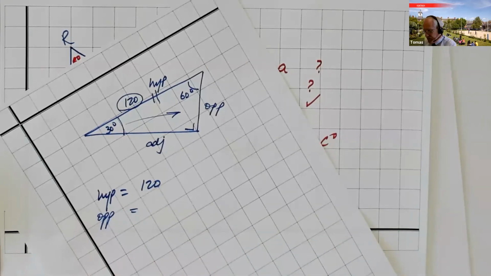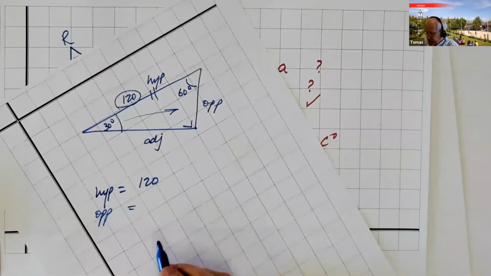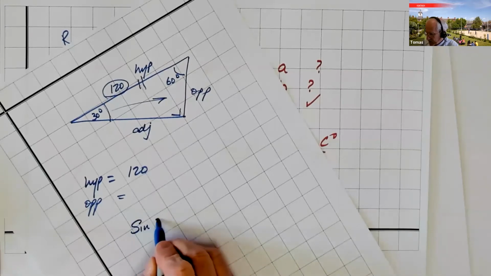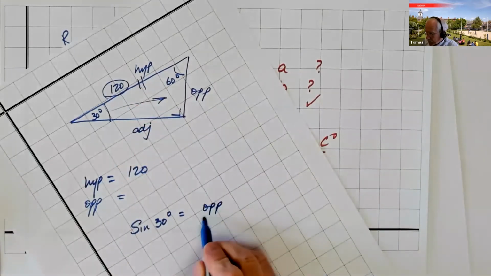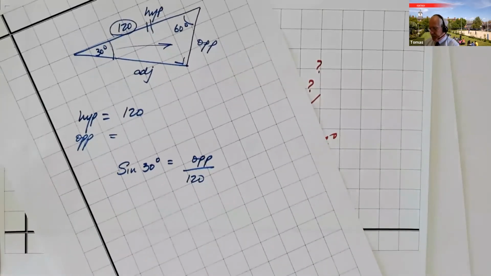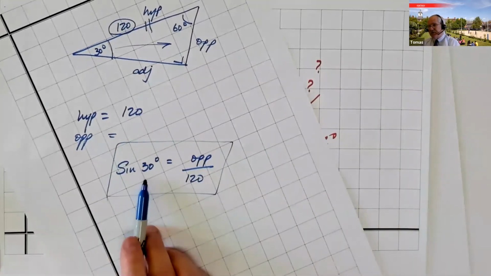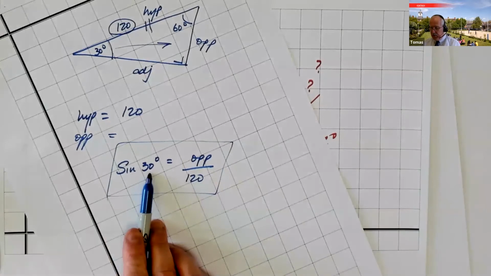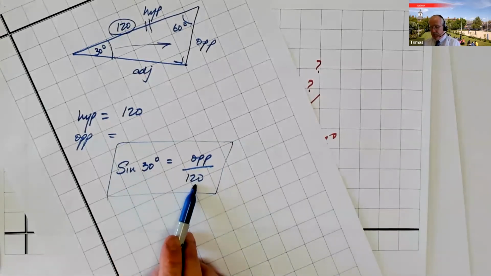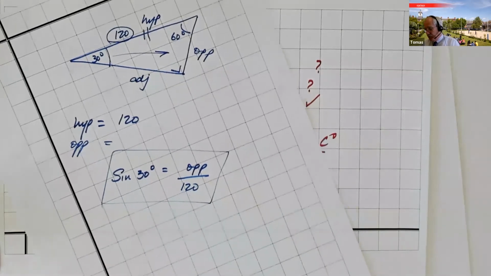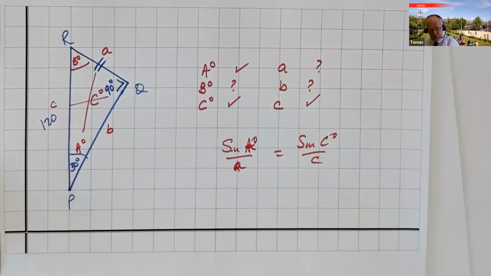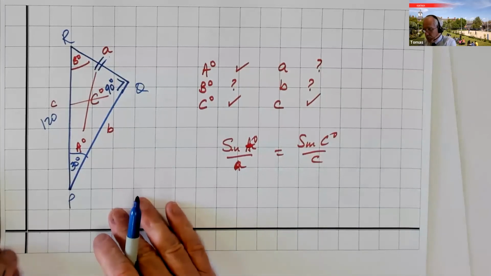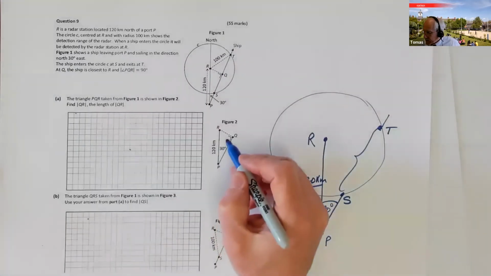We look up the notes and we say opposite over hypotenuse is sine. So sine of 30 is opposite, which we don't know, over 120. Sine of 30, 30 is a number. Hit the sine, you get a number. 120 is a number. We should be able to solve that. So really we can solve that distance either through the sine rule or through the other rule. So we're on the way. We now know this length PQ.